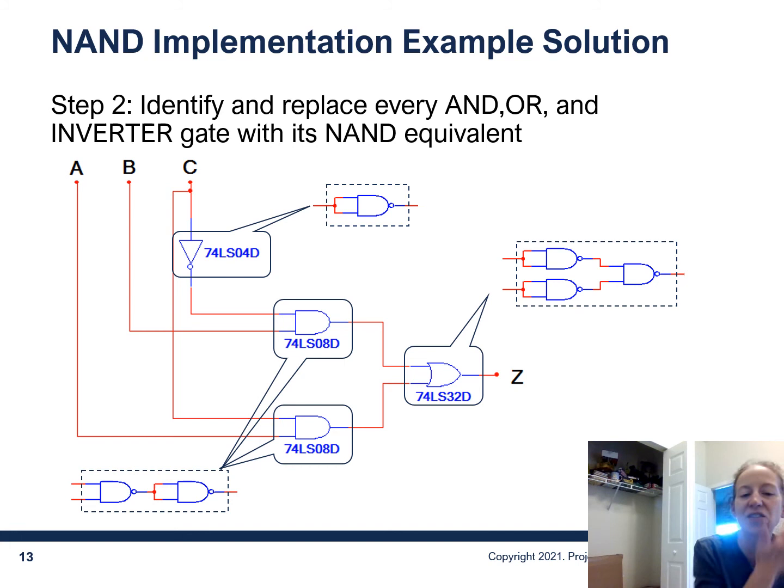Okay, and then this is their solution to it. It's worth taking a look at, mostly because my handwriting is so terrible when I do that. But here's the inverter, which gets replaced with the NAND. Here are the 2 AND gates, and each of those gets replaced with back-to-back NANDs. And then your OR is the one that's kind of the messy replacement, but this unit here goes in place of the OR gate.